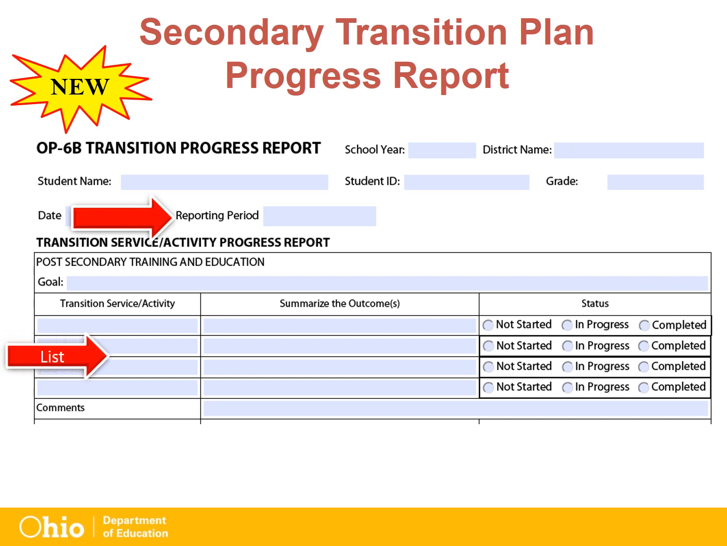List the transition services and activities from Section 5 of the IEP. The transition services and activities might be pre-populated into the report in some dynamic versions of the IEP form. Be sure to summarize the outcome of the transition services and activities at the time of the reporting period. Finally, indicate the status towards the completion of the transition services and activities. Have they started? Are they in progress? Has it been completed?